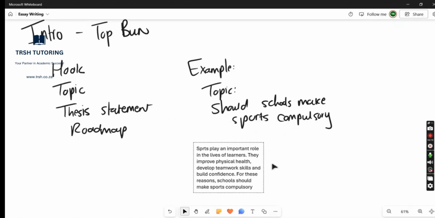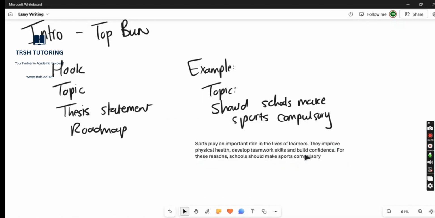Okay, so that could be an example for an introduction. This is a basic example, but this already is indicating what we're going to talk about. It's indicating some sort of topic as to why it's important. Just a hint, you don't have to get into detail. That's the whole point of an introduction. You don't get into that much detail. It introduces a topic, it states your argument, being that it improves physical health, develops teamwork skills, and builds confidence. So that's why you believe that it needs to be compulsory. And it also shows what you'll discuss.